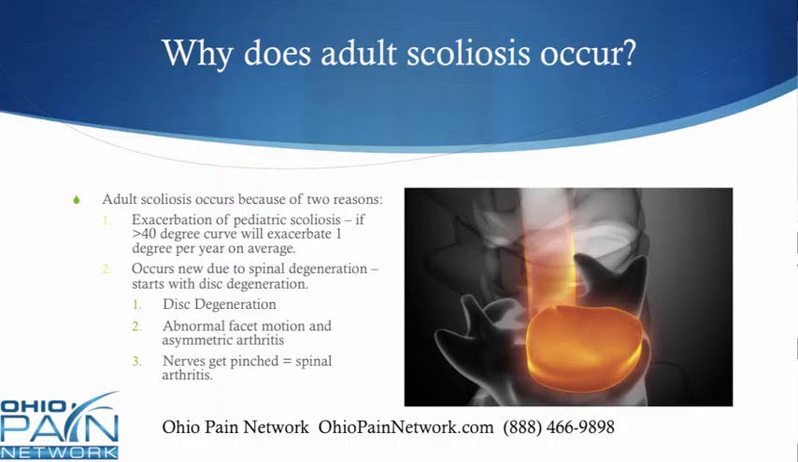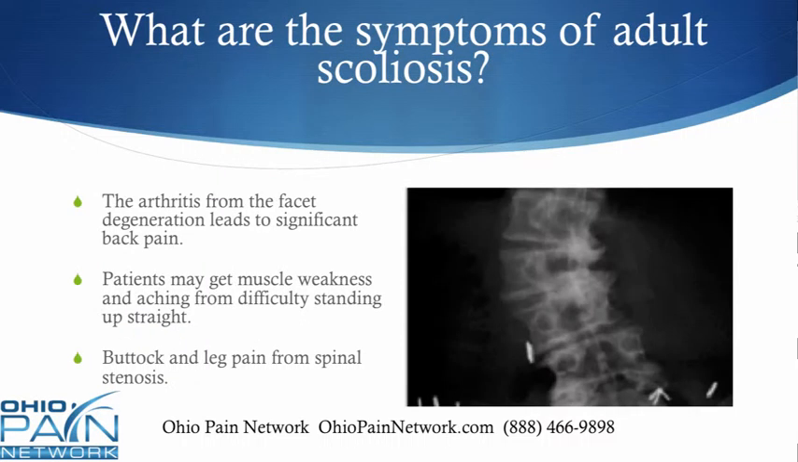The other reason you can get adult scoliosis is because of spinal degeneration. Spinal degeneration starts in the disc, which becomes incompetent, and it starts to shift pressures to the back of the spine. So you start to get abnormal motion in the spinal joints called the facet joints. That leads to arthritis. That arthritis is typically not symmetric, so you end up getting a curvature, and you can also get nerves being pinched as a result of the spinal arthritis.